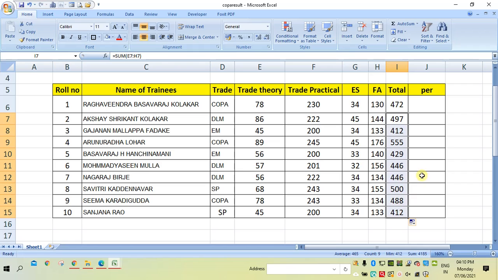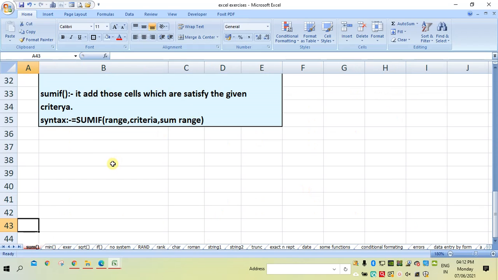In this way we can use the sum function. The next function is SUMIF. It is a conditional function. It adds those cells which satisfy our given condition. The syntax is equal to SUMIF and specify the range, then criteria, and then sum range. This is the syntax of SUMIF.